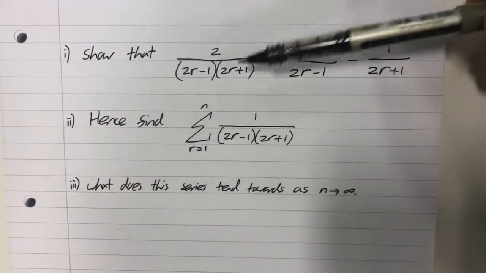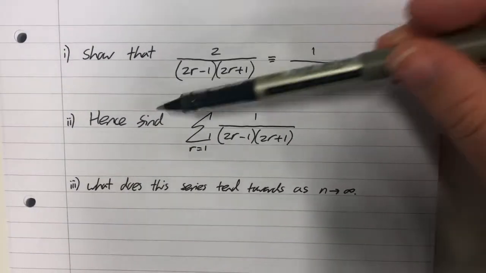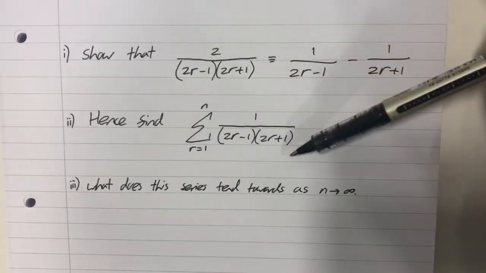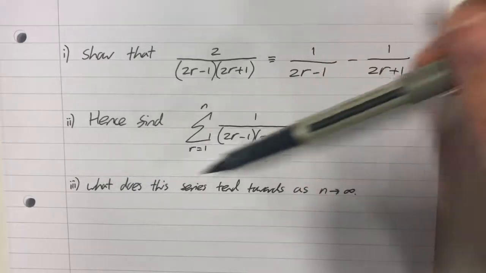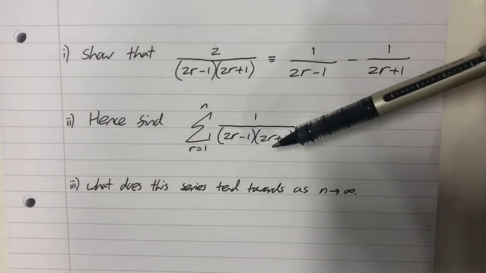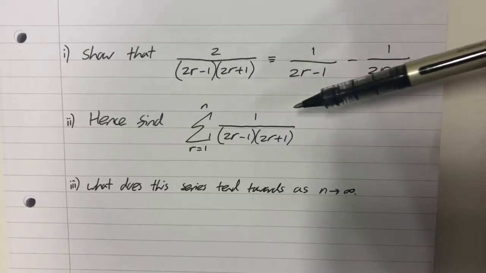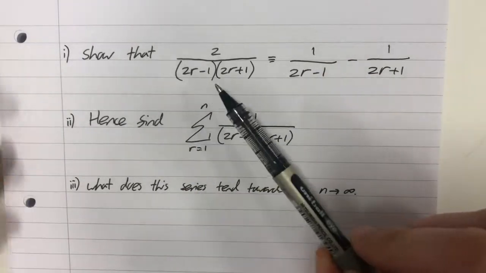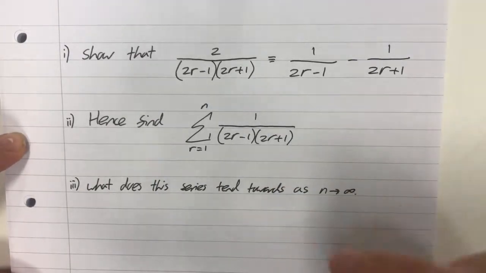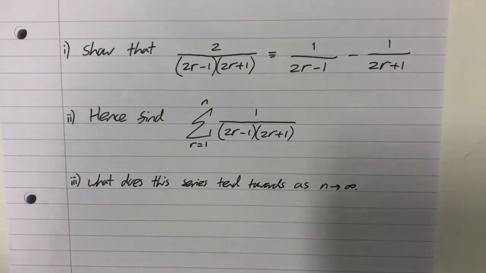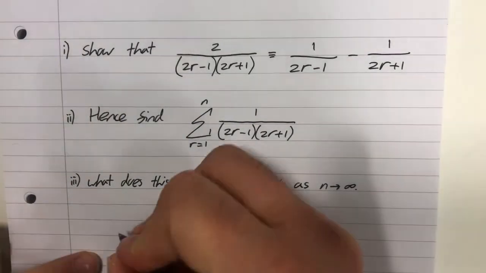First of all, we're asked to show that this is the case, and then we're hence asked to find this summation, which will be the method of differences part, and then as a little one marker at the end, we're asked to find what this series tends towards as n tends to infinity. So, first of all, this first part is just a little bit of algebra. So part 1.